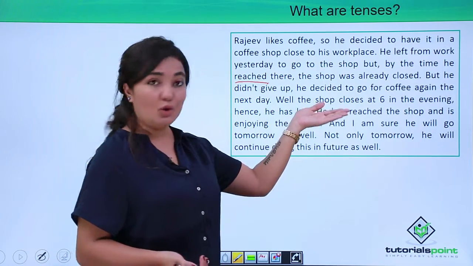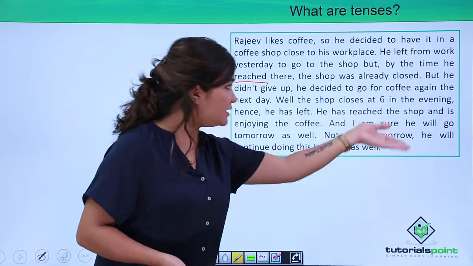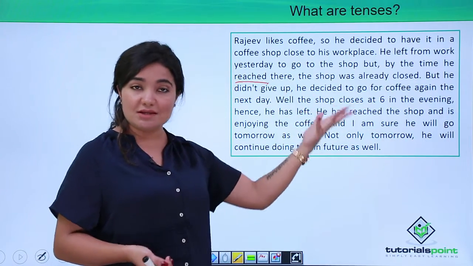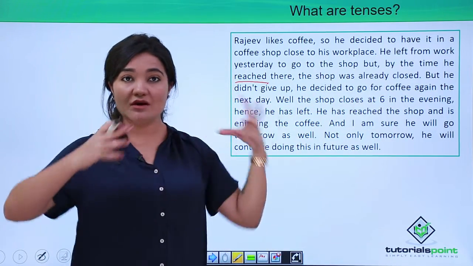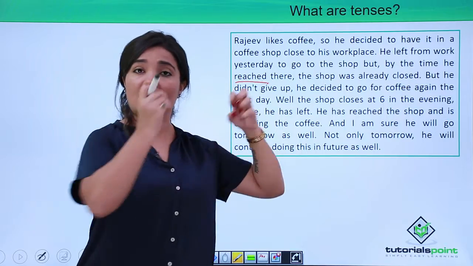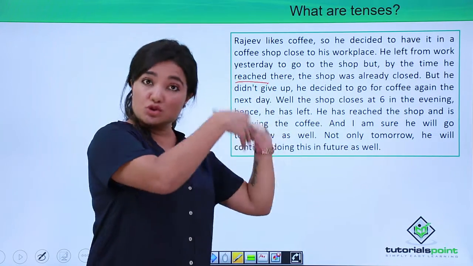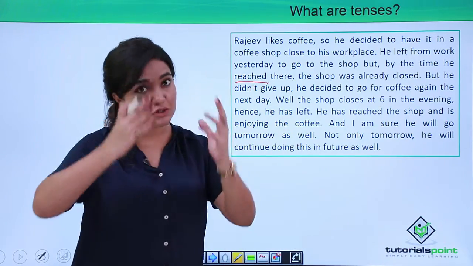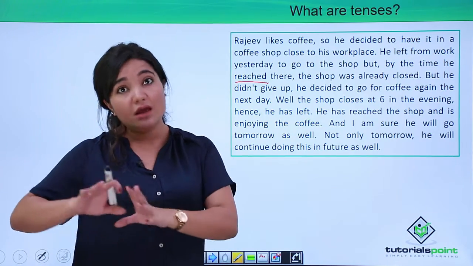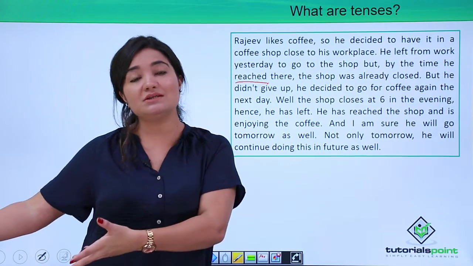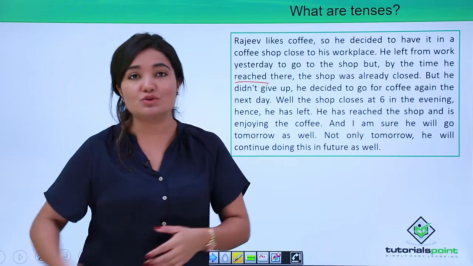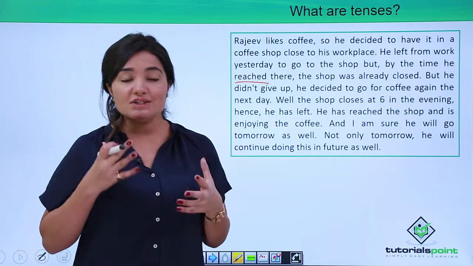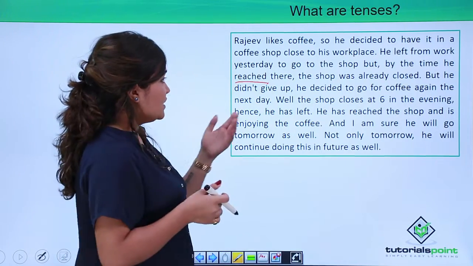Well, the shop closes at 6 in the evening. So again, closes. So this is something that is constant. It closes means it used to close at 6 in the evening. It will today also close at 6 in the evening, and perhaps it might as well close at 6 tomorrow also. So again, a time frame attached to this form of work.